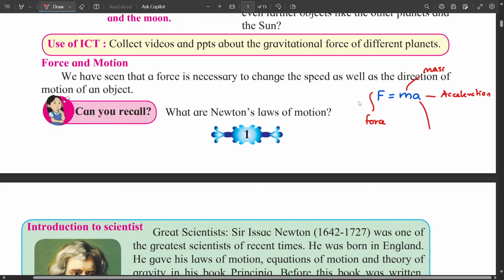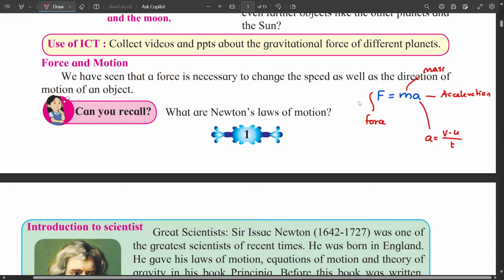We have also seen that this acceleration a is (v − u)/t, where v is the final velocity, u is the initial velocity, and t is the time taken. That means there is acceleration if there is a change in velocity of an object. And whenever there is an acceleration, there is a force acting on the object. So we can say that when the velocity of an object changes, it must be because of the force applied on that object. And this is Newton's second law of motion.